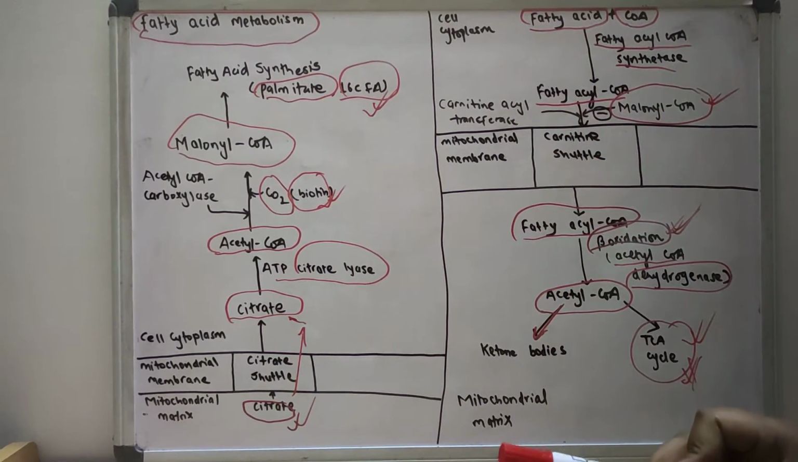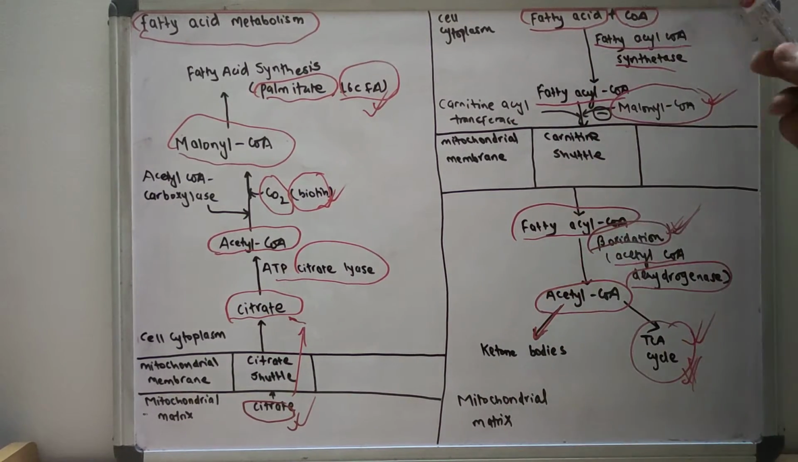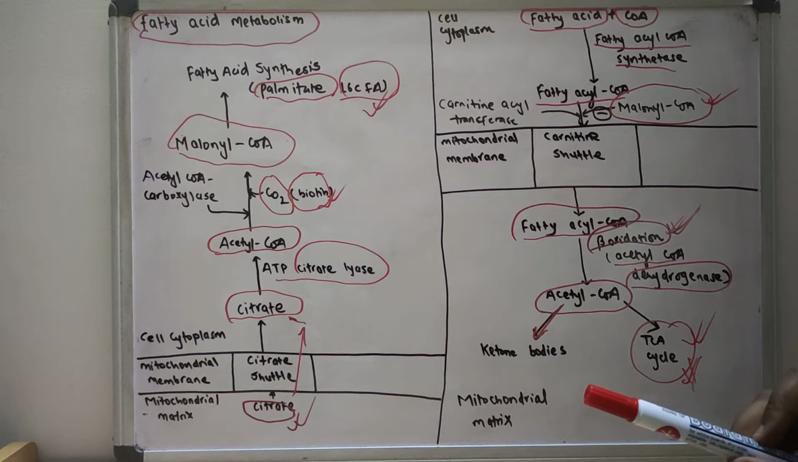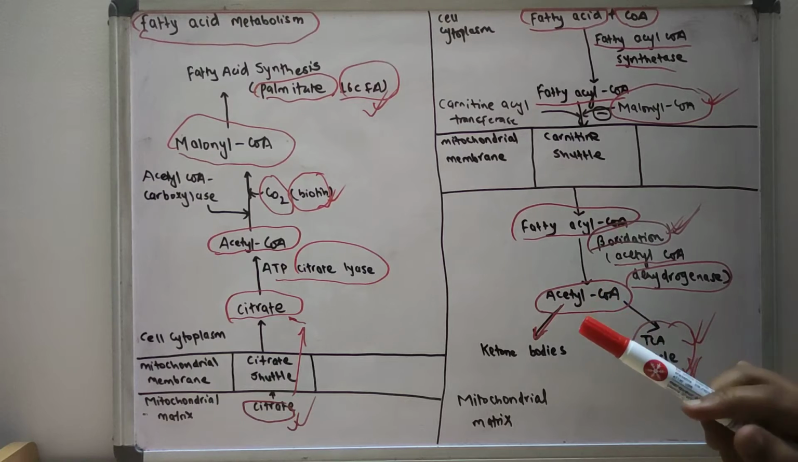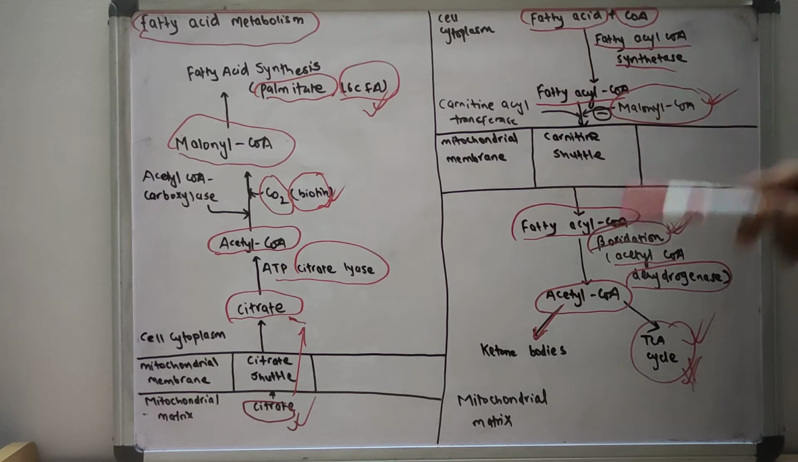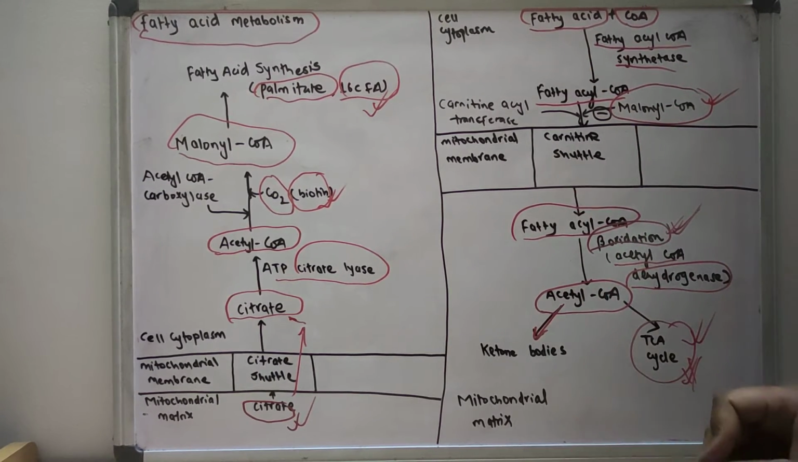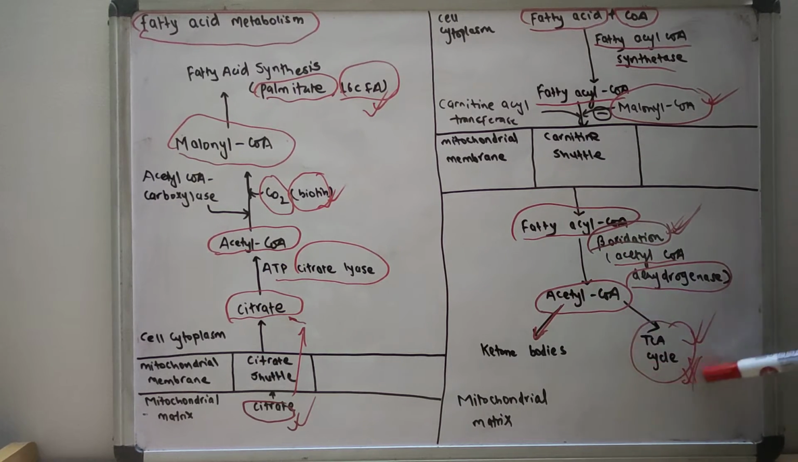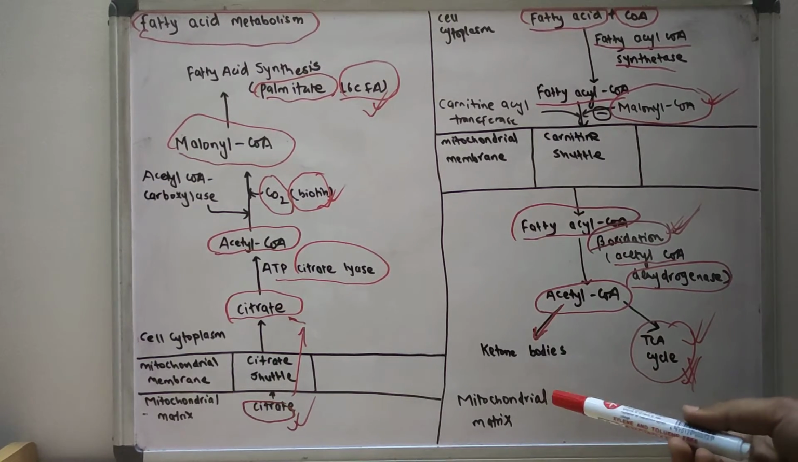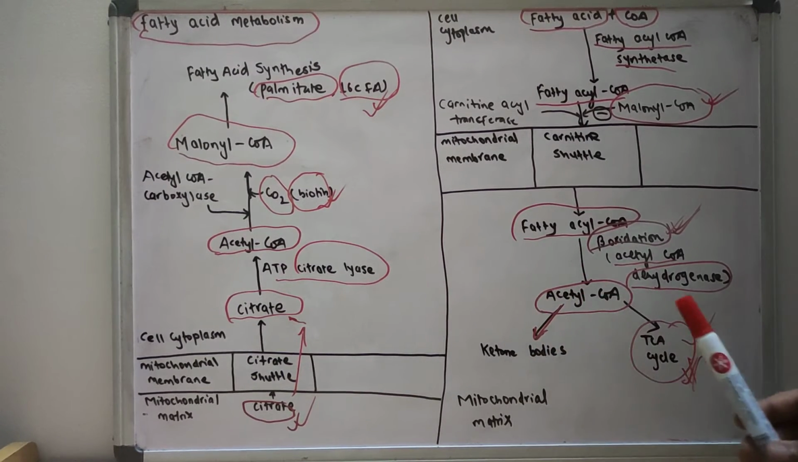The fatty acid that is present in the cell cytoplasm combines with coenzyme A and is converted into fatty acyl coenzyme A, and this is transported to the mitochondrial matrix with the help of the carnitine shuttle, and eventually the fatty acyl coenzyme A is converted into ketone bodies, and the acetyl coenzyme A goes into the TCA cycle for further metabolism. So in the upcoming videos, we will discuss in detail the ketogenesis and the TCA cycle.